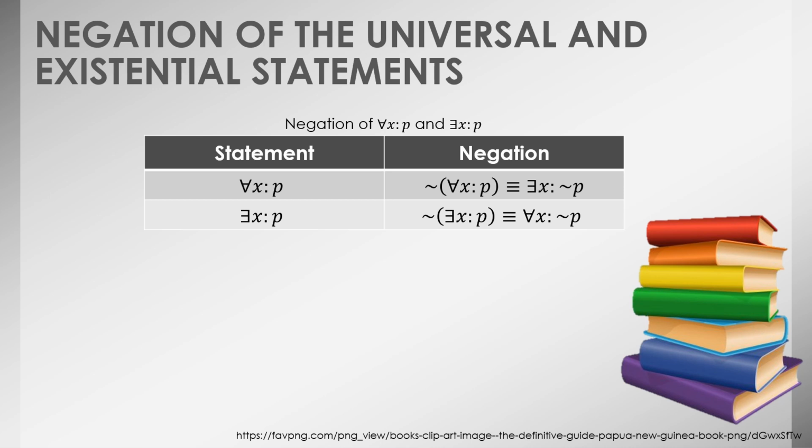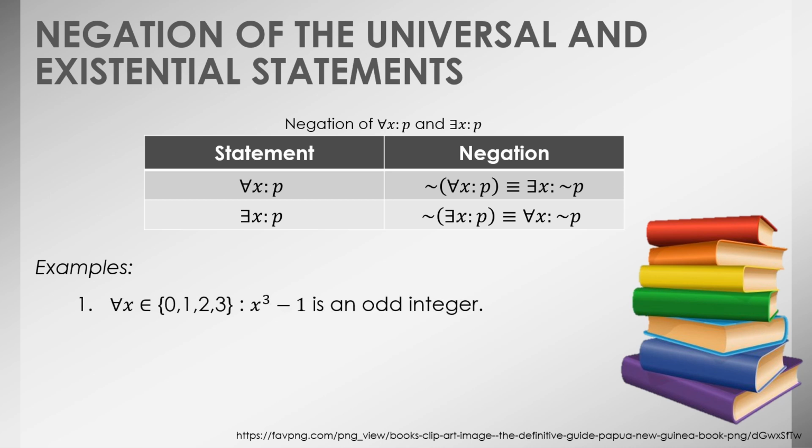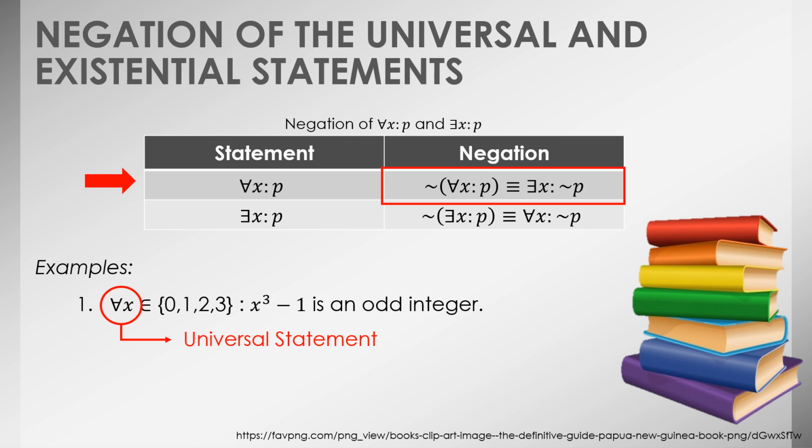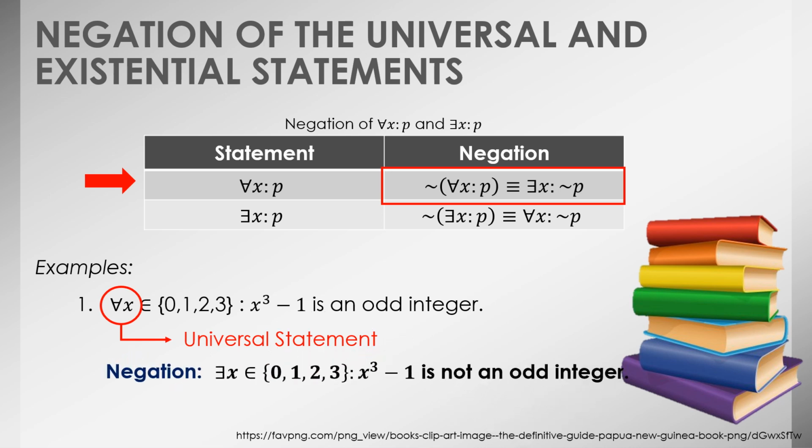For instance, we have the following illustrations. The first illustration is given by this. Note that this is a universal statement. So looking at the table, we are on the first case. Thus, the negation is given by this formula. This states that to construct the negation, we firstly need to change the universal quantifier to an existential quantifier to make an existential statement, and then followed by the negation of the given statement. Applying it to the given statement, we have this negation. It is also correct to have this one instead.